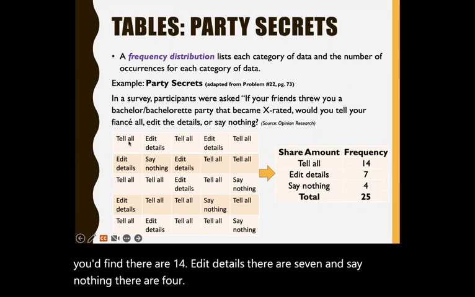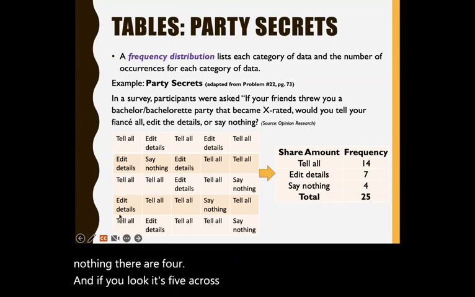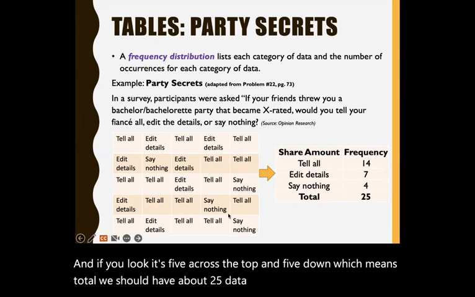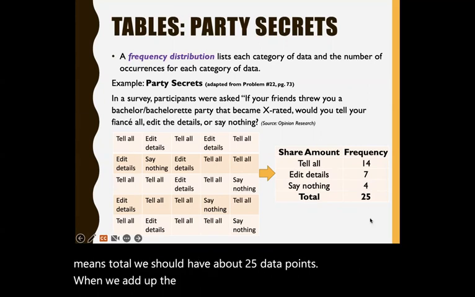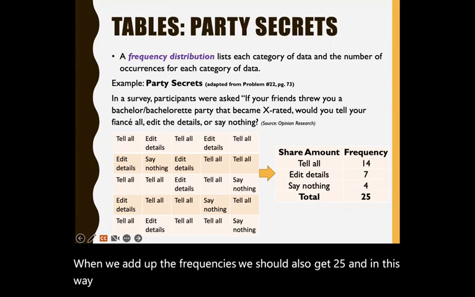And if you look, it's 5 across the top and 5 down, which means total, we should have about 25 data points. When we add up the frequencies, we should also get 25. And in this way, we know we counted every piece of data from all of the individuals that were surveyed.